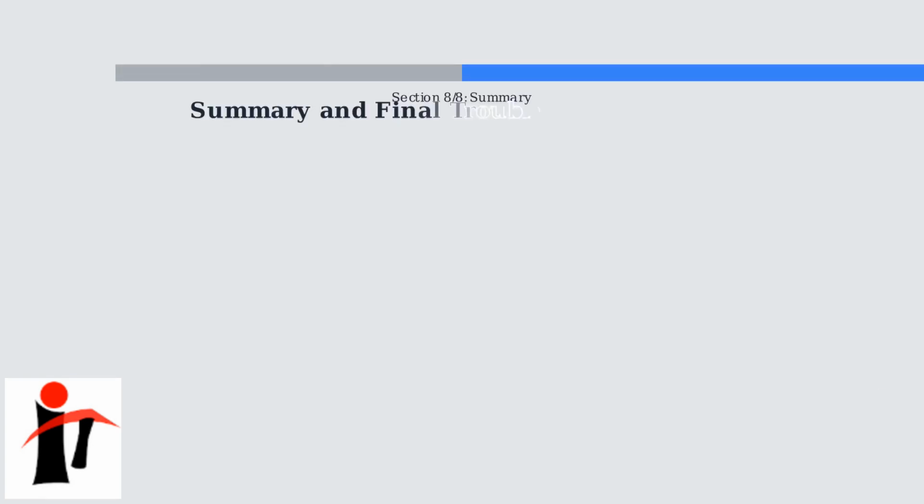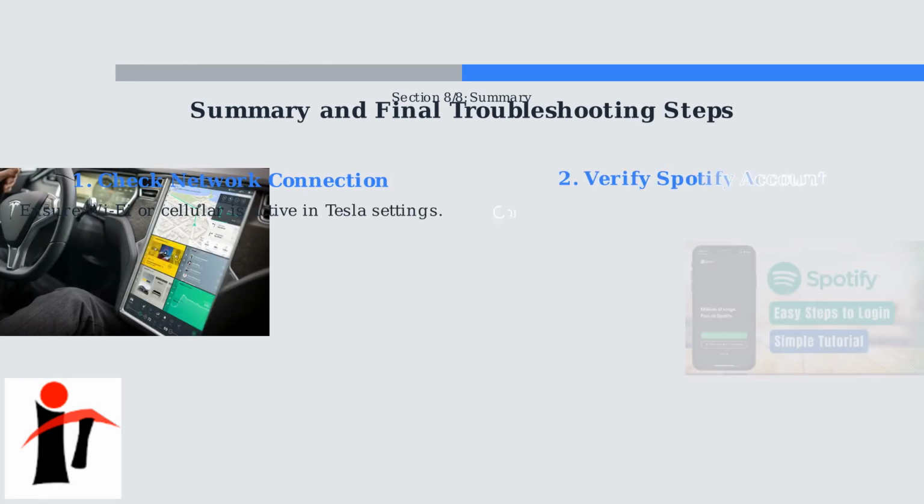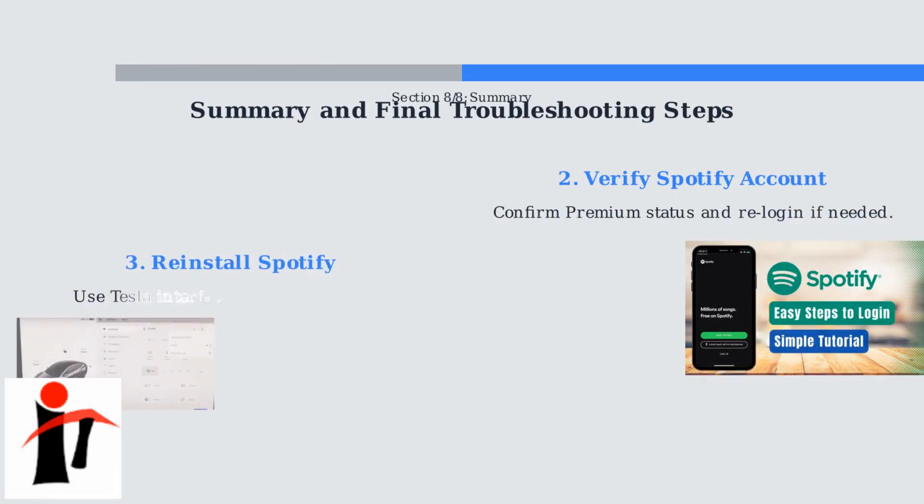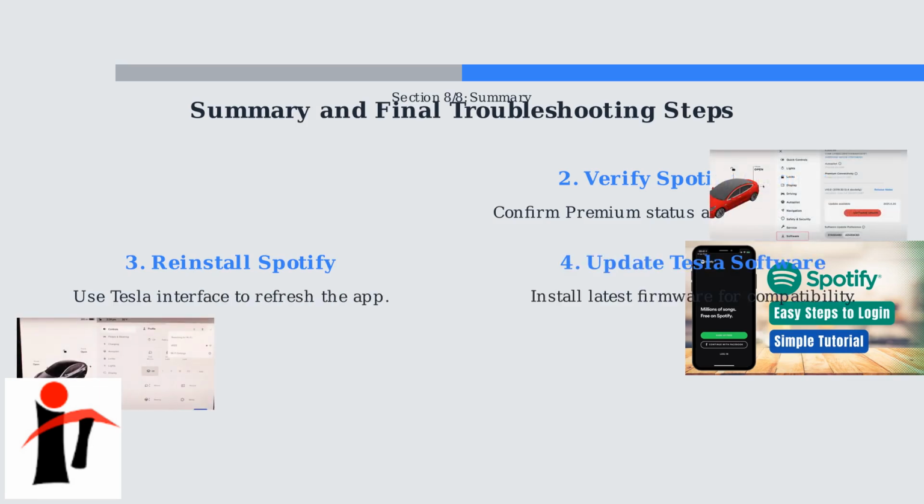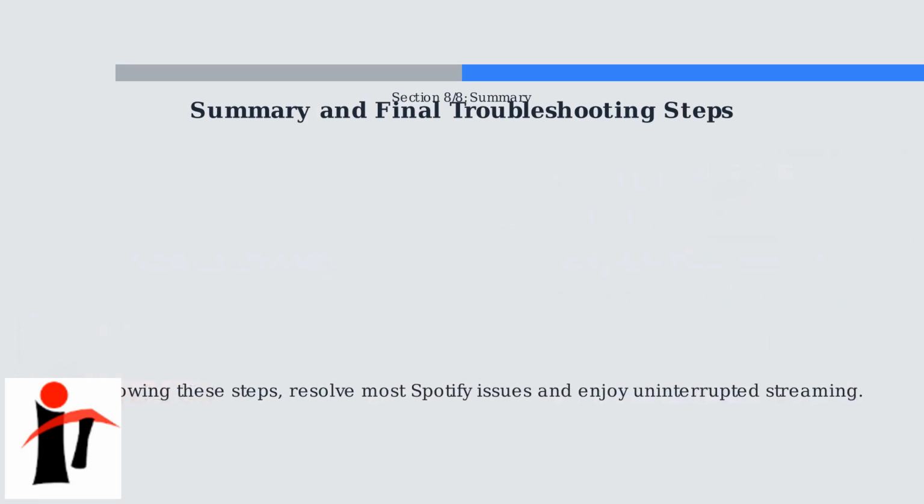To recap, if Spotify isn't working in your Tesla Model S, first check your network connection. Then, verify your Spotify account status and re-log in. If problems persist, reinstall Spotify through the Tesla interface. Keep your Tesla software updated. By following these steps, you should be able to resolve most common Spotify issues and enjoy uninterrupted music streaming in your Tesla.